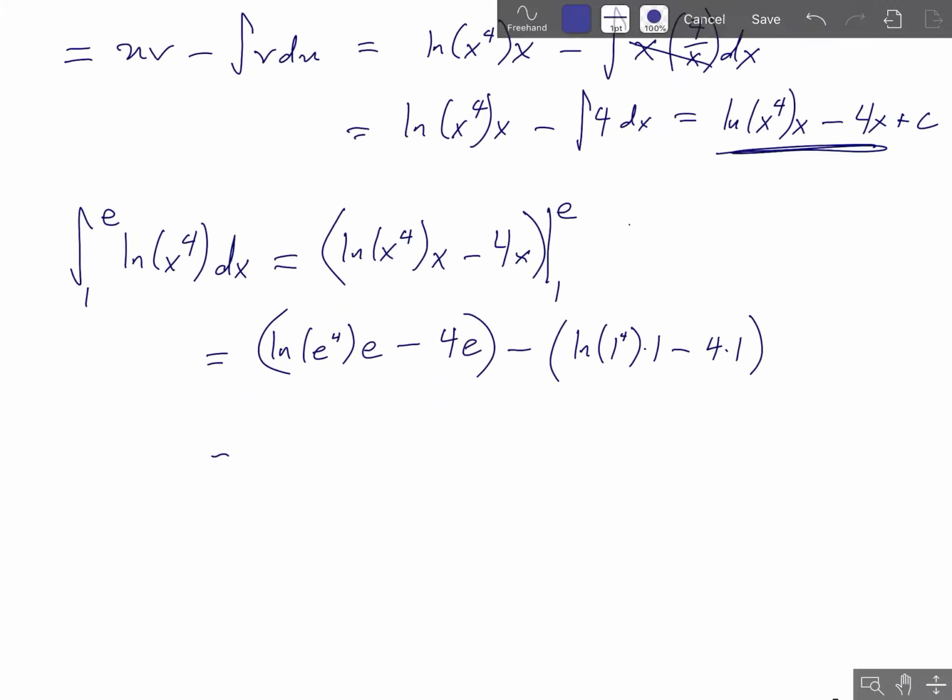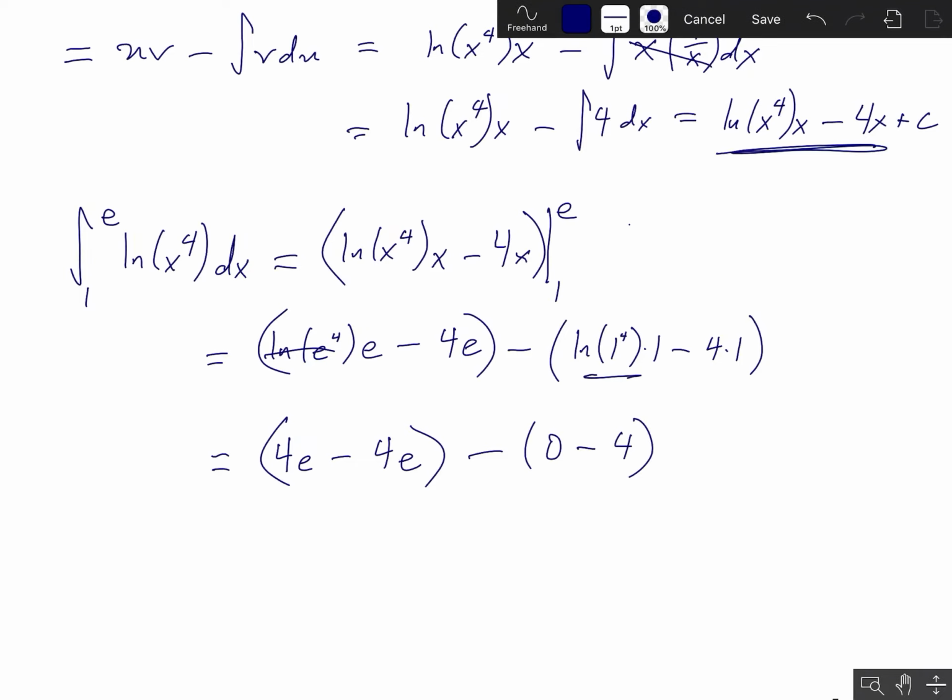And this does actually clean up quite a bit if you want. So this would be 4e minus 4e, because ln of e to the fourth would cancel. Those are inverse functions, so you would just get 4 for that first factor. So this cleans up to a 4 times e minus a 4 times e, minus, this is ln of 1, because 1 to the fourth is 1, and ln of 1 is 0. So that would be a 0 times a 1, which is just 0, minus a 4.